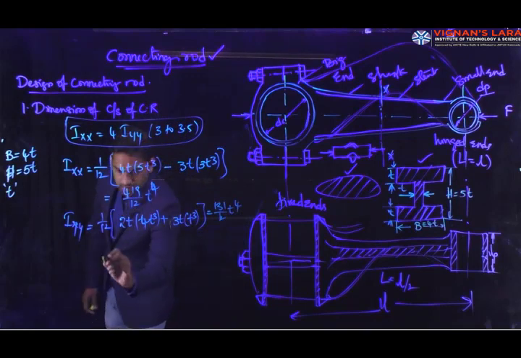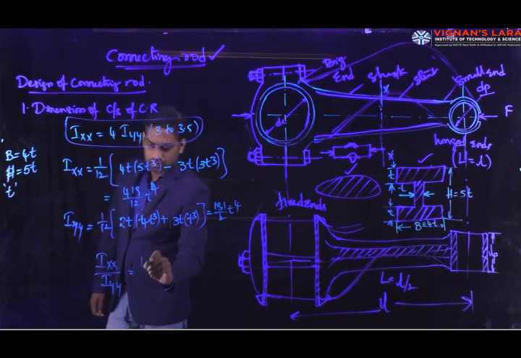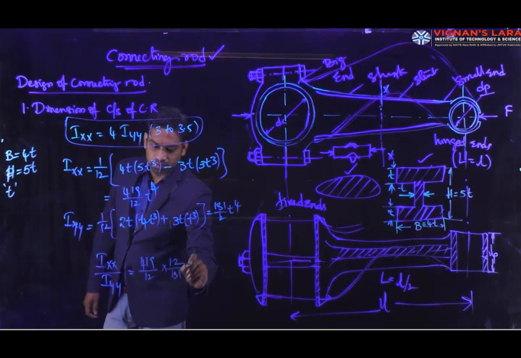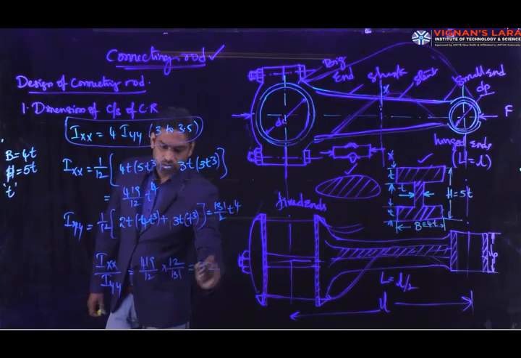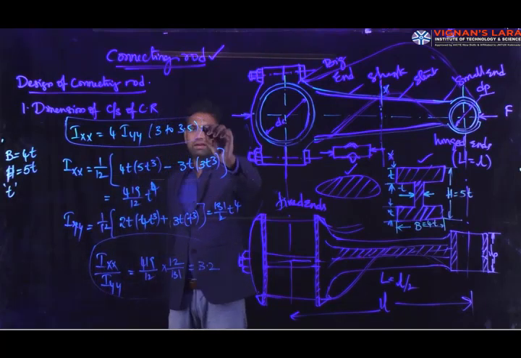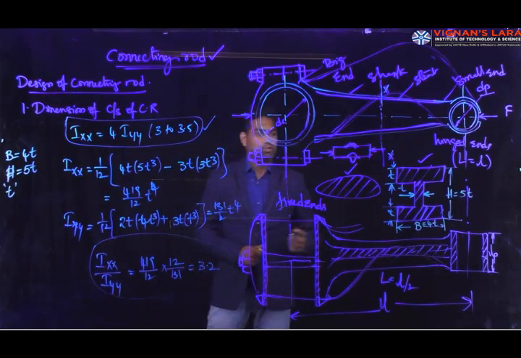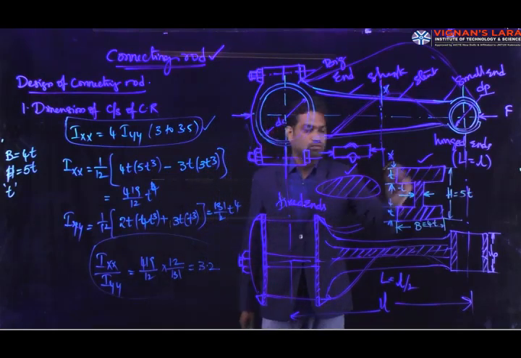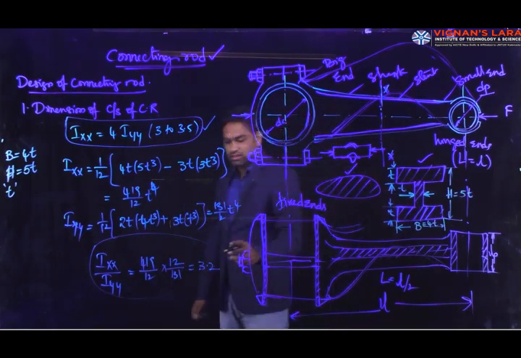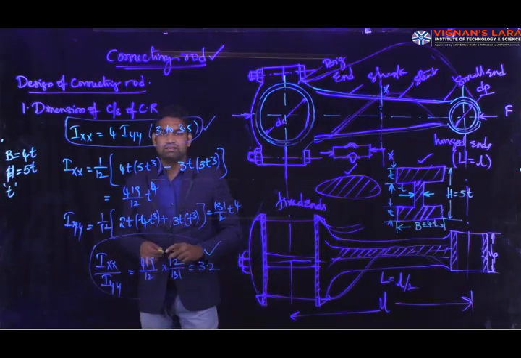So you can check the ratio of Ixx by Iyy. That is 419 by 12 into 12 by 131, which gives 3.2. This gives the satisfactory statement, that is, whatever is mentioned here lies between 3 to 3.5 times. So the proportions we mentioned for our cross section are satisfactory. That is, the ratio of Ixx and Iyy is 3.2.